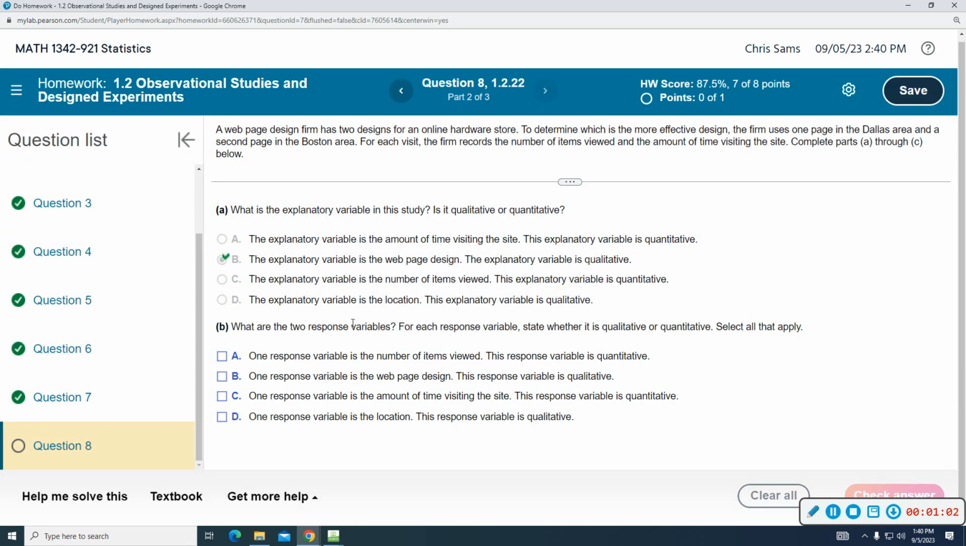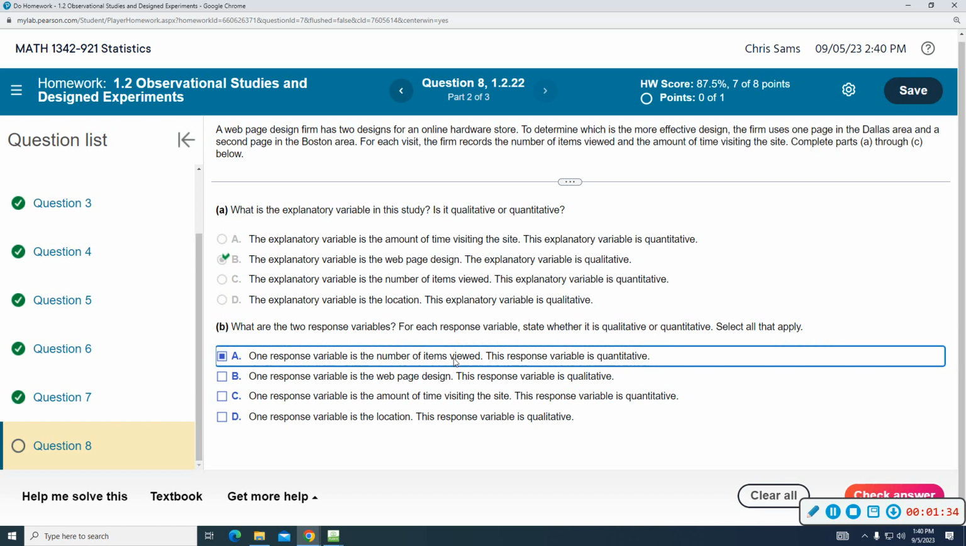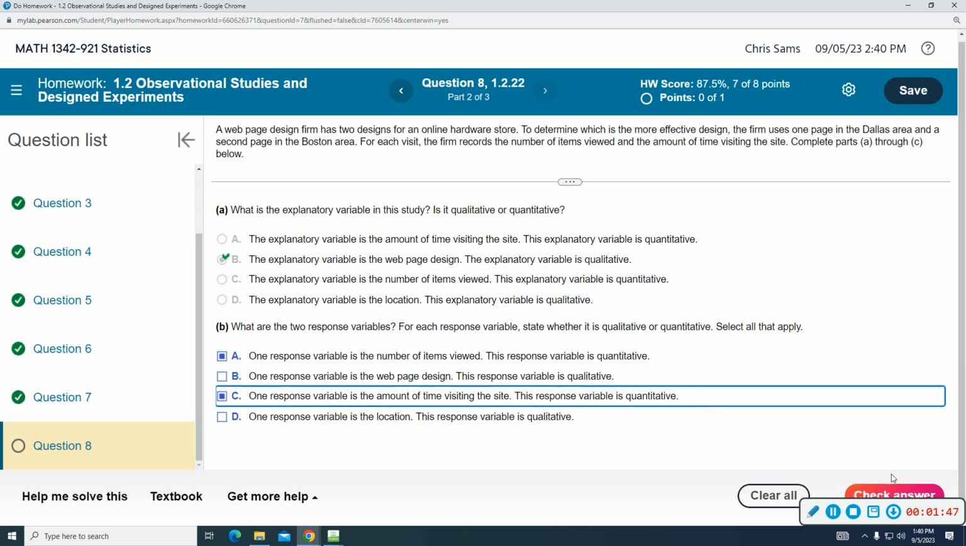What are the 2 response variables? So to determine more effective design, the firm uses one page in Dallas area, second page in Boston. For each visit, the firm records the number of items viewed and the amount of time. So the number of items viewed and the amount of time, those are going to be our 2 response variables. One variable is the number of items viewed, quantitative, number of items viewed, we can count. The amount of time visiting the site, this response variable is quantitative. So both of these, A and C, we're going to pick both.